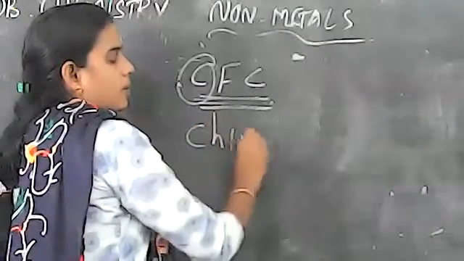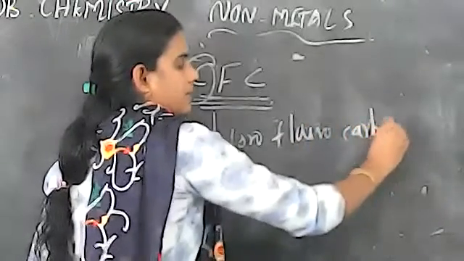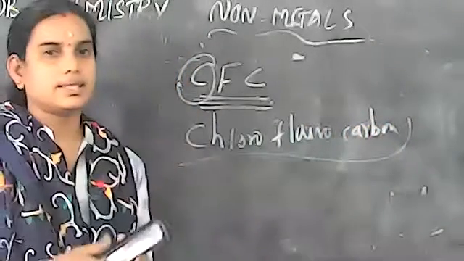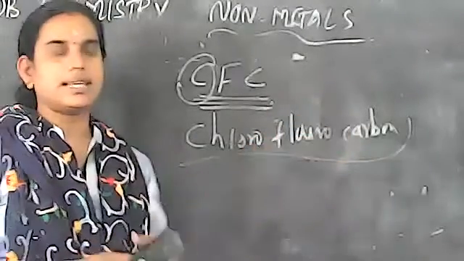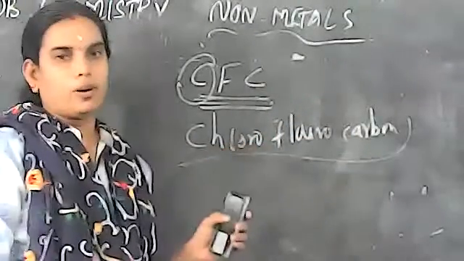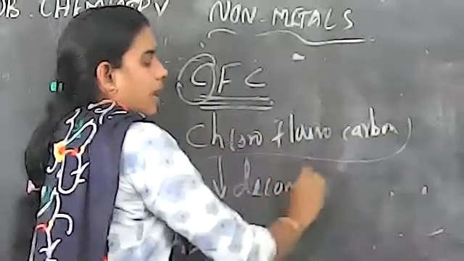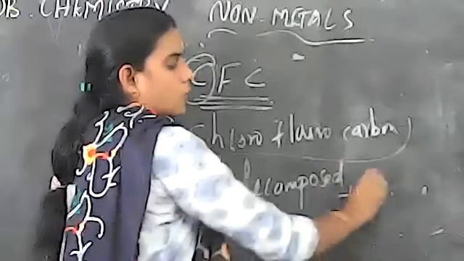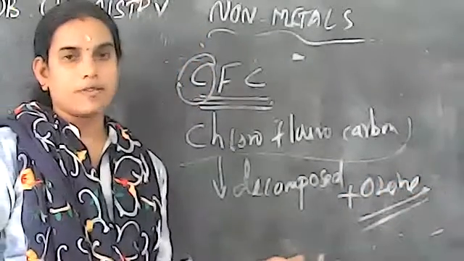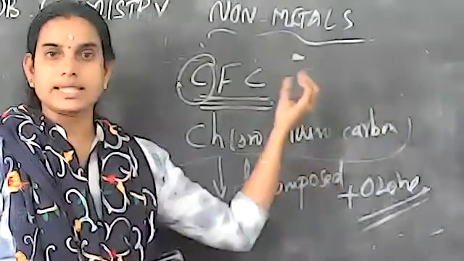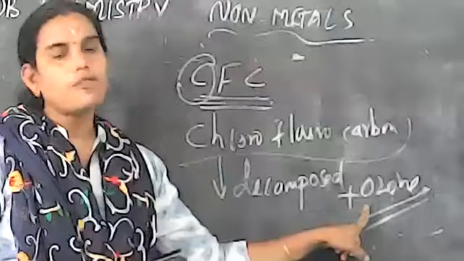Chlorofluorocarbon is the poisonous gas which is used as a cooling agent in the refrigerator. When this gas is released, it contains chlorine. This chlorine decomposes ozone and affects the ozone layer. And what happens when the ozone layer is affected? Our UV rays come directly to the earth. So this is the main protection of the ozone layer.